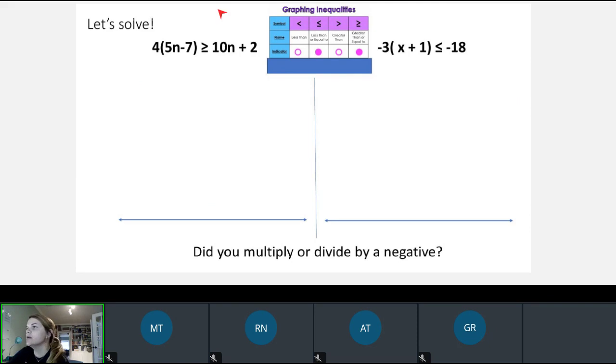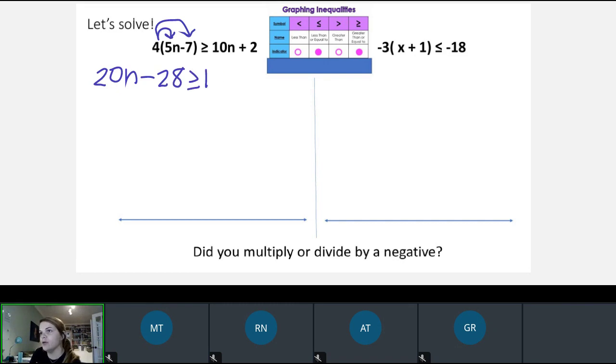Okay, we're going to do 2 more. These are a little bit tricky. I'm going to do the one on the left first, because I want to go over some distribution stuff. So before we can do anything with solving, we have to get rid of this 4 that's right next to the parentheses. So we're going to go ahead and multiply this out. So 4 times 5n is 20n. 4 times 5 is 20. We keep our n. Now we also have to do 4 times -7. So that's going to give us -28.